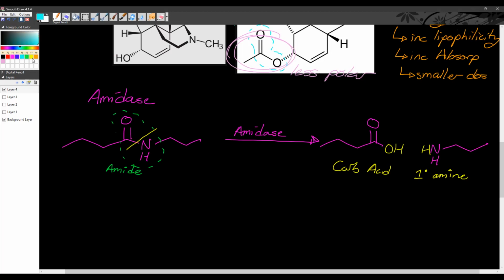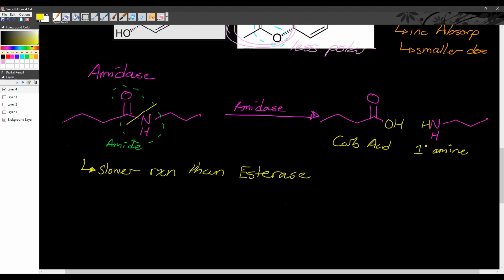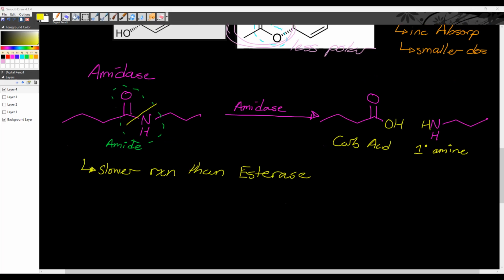Some things about amidase. It is a slower reaction than esterase. Slower reaction than esterase. So let's say, for instance, I had a drug that was like this.